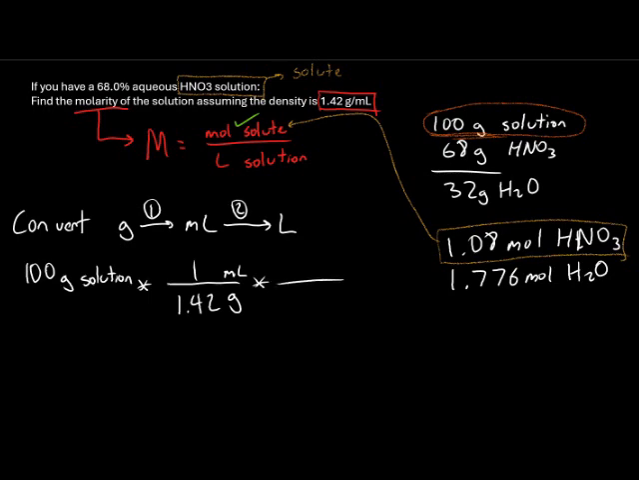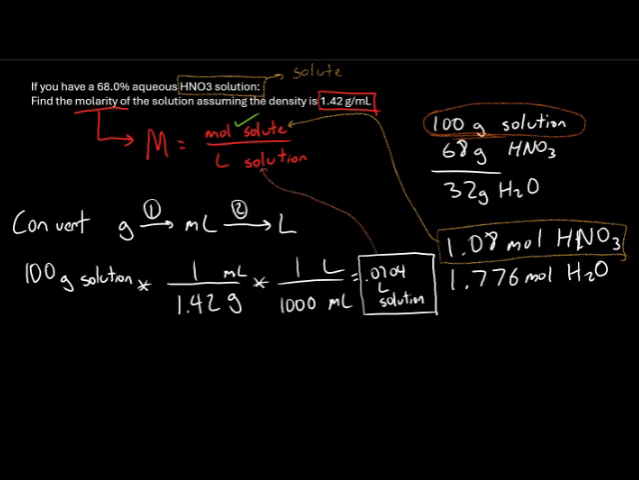Then multiply by another fraction to get us out of milliliters and into liters. According to our SI conversions, 1 liter is the same as 1,000 milliliters. Then we divide 100 divided by 1.42 divided by 1,000. And we'll have 0.0704 liters of solution when we place this in a calculator. These liters of solution now go into the bottom position of this molarity fraction.